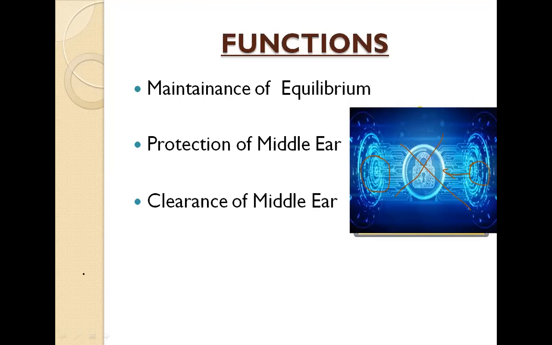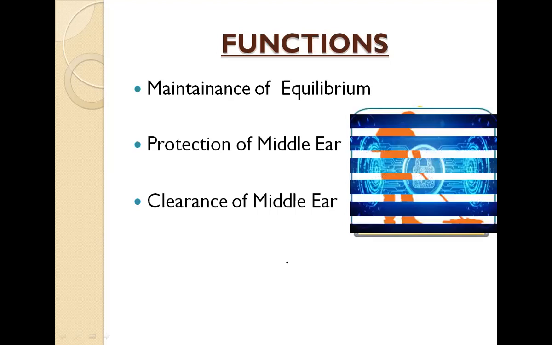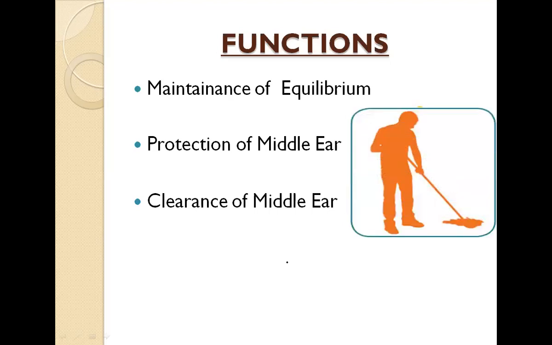So moving on to the third function, clearance of the middle ear. We have already seen in the histological slide that the entire auditory tube has cilia, right? An important point to note here is that these cilia beat in the direction of the nasopharynx. So the third important function is clearance of the middle ear cavity.